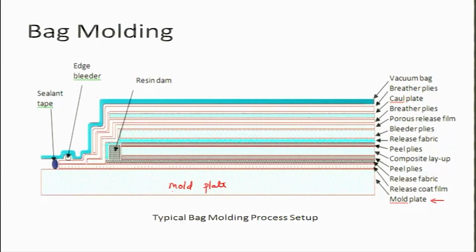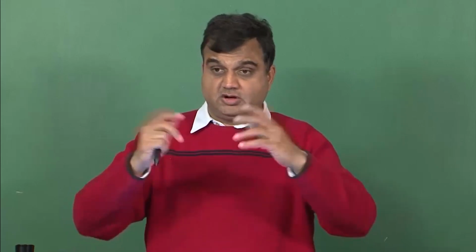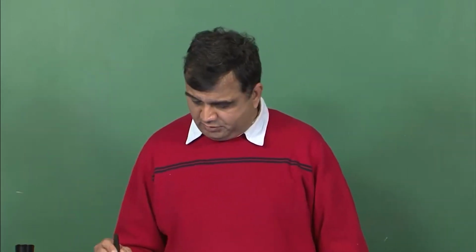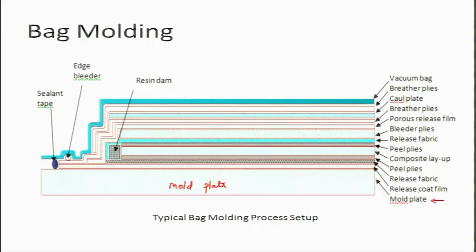It is a rectangular plate and flat, because I want to make a flat rectangular plate of composite, and it is thick because when I apply heat and pressure it should not bend. Okay. So this is the mold plate. On top of the mold plate I spray a release coat film. So this line is a release coat film.